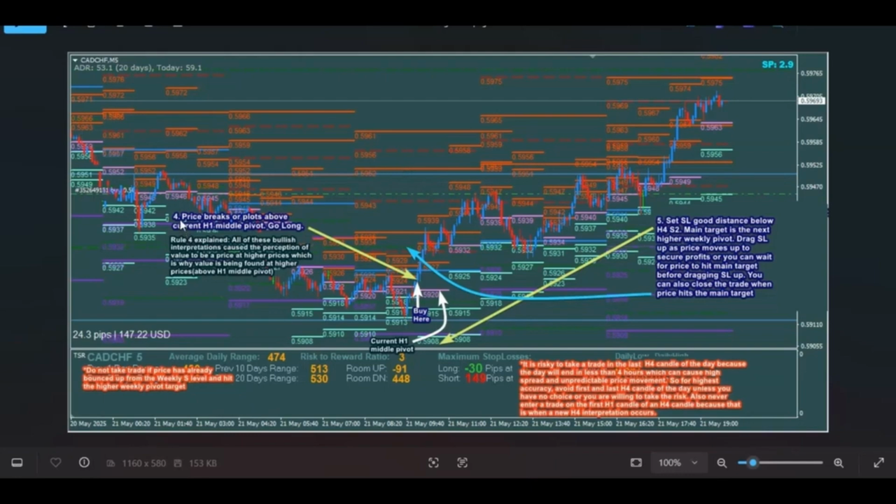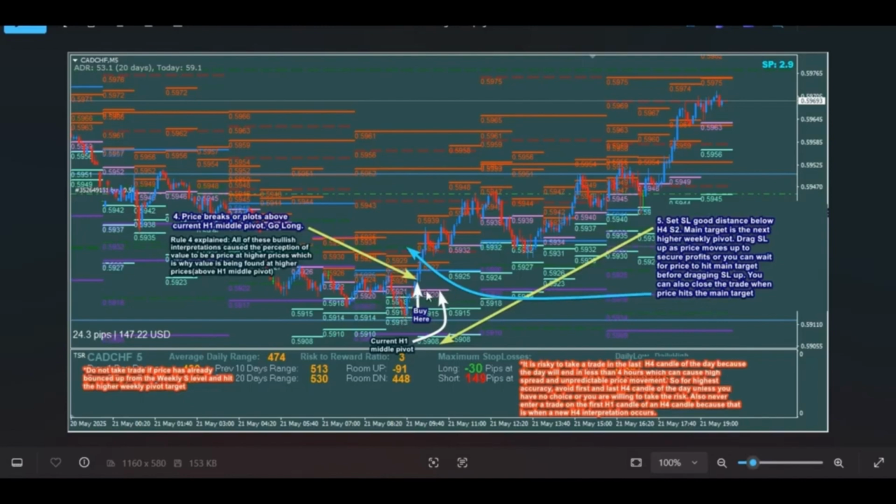Rule number 4: price breaks or plots above current H1 middle pivot. Go long. See the arrow pointing to price plotting above the H1 middle pivot. Okay? Now, the H1 middle pivot is the average price of the previous period's high, low, and close prices.